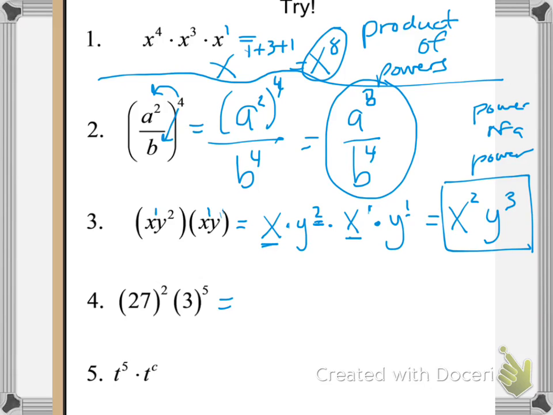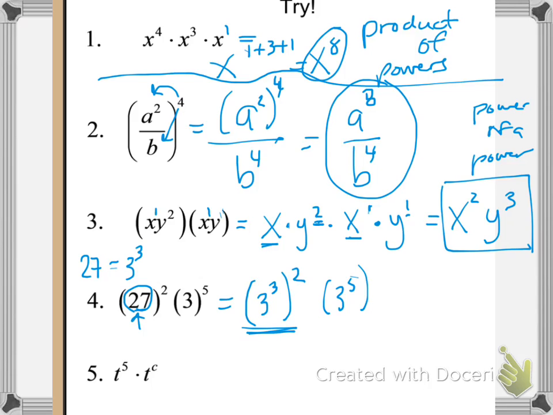Okay, for the next one we have 27 squared times 3 to the 5th. So this is a little tricky. In fact, it's not that tricky, but if I want to, I can write 27 as having a base of 3. So if I want to really simplify it, remember that 27 is 3 to the 3rd. So instead of writing 27 here, I'm going to write 3 to the 3rd all squared, right? Because 27 is being replaced by 3 to the 3rd. And then we have 3 to the 5th.